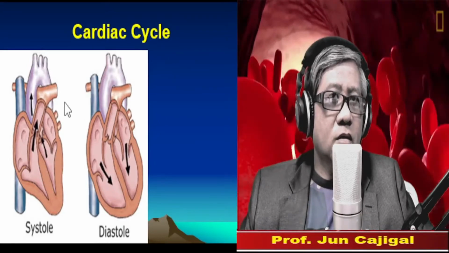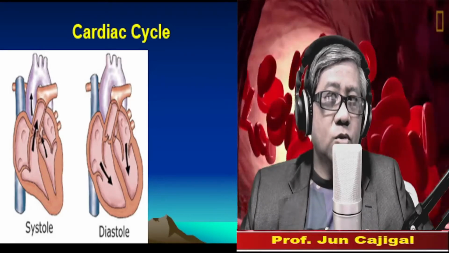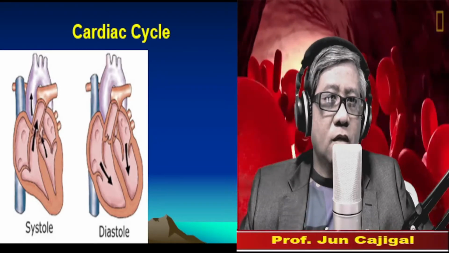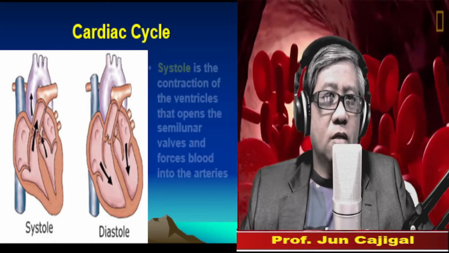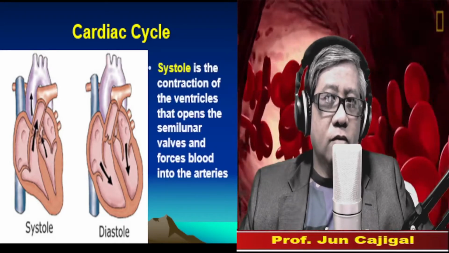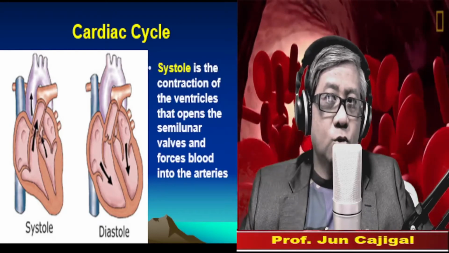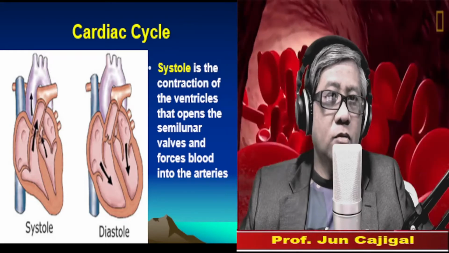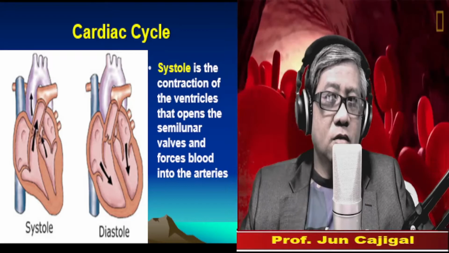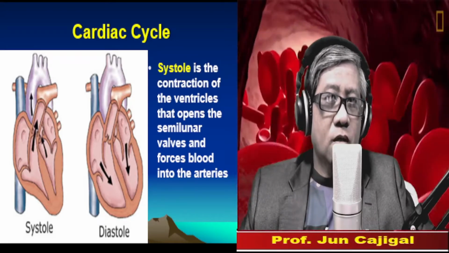Now the cardiac cycle is composed of systole and diastole. Now, systole in the cardiac cycle refers to the contraction of the ventricles. And the contraction of the ventricles will lead to the opening of the semilunar valves that forces the blood into the arteries, either the pulmonary artery leading to the lungs or the aorta.